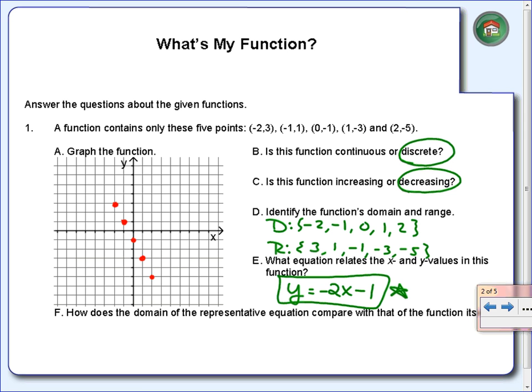All right, next one, F. How does the domain of the represented equation compare with that of the function? Domain. Domain is the x. What is the domain of this equation? Go to your calculator. Go to y equals and type in -2x minus 1 and graph it for me.